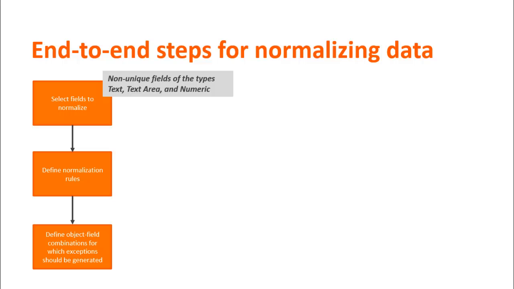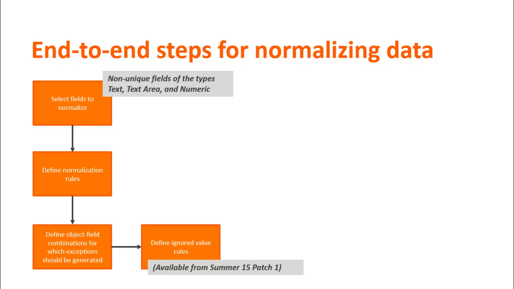Define fields for which you want to generate exceptions to the normalization rules. Take the example of the version name field in the base element object or the manufacturer field in the models object. To skip a field value during the normalization process, create an ignored value rule. Note that the ability to create ignored value rules is available only in BMC Remedyforce Summer 15 Patch 1 and later. Start the normalization process and define the interval at which normalization rules should be processed. By default, the time interval is 30 minutes.